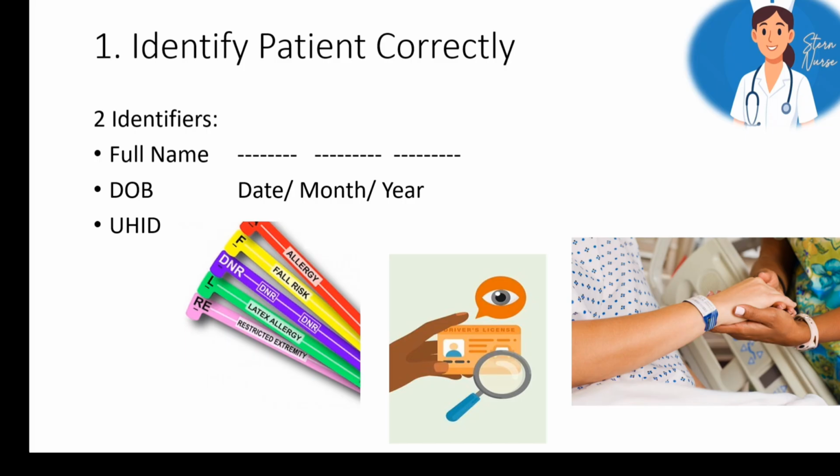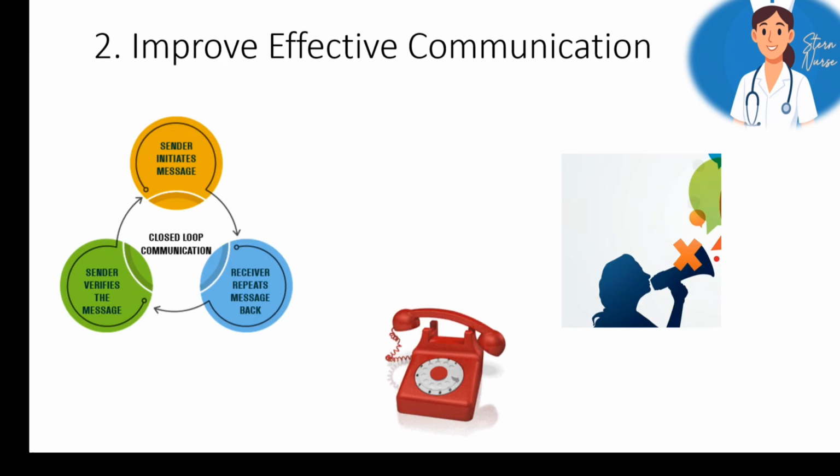Now let's move on to the second IPSG goal, that is improve effective communication. Communication is a core part and key component in any kind of work or activity which includes 2 or more persons. In a healthcare setting, effective communication is carried out by closed loop communication. Closed loop communication means if the sender is sending a message, the recipient should repeat the message to the sender. The sender should acknowledge it and give feedback on whether it is the same message, and then the action should be carried out.